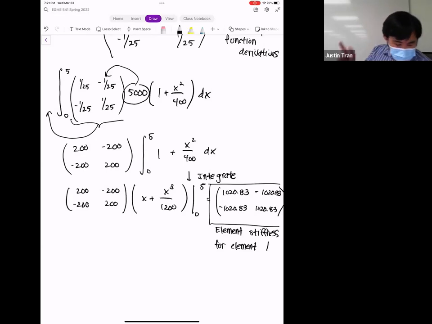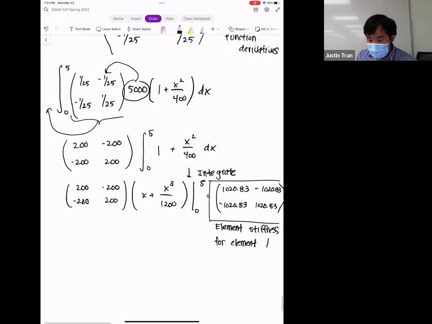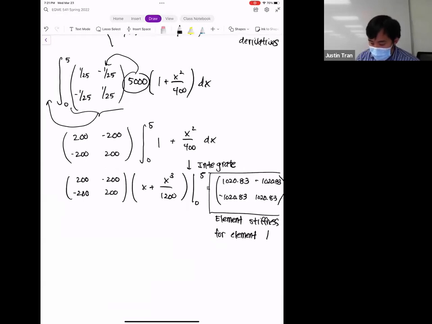All right, so that's the element stiffness matrix for element A. And so now let's do the element forcing vector for element A.